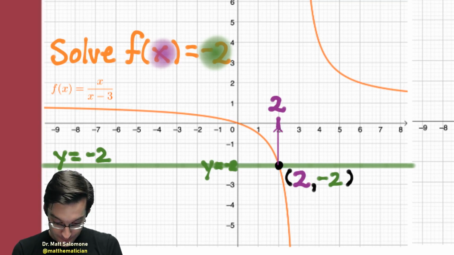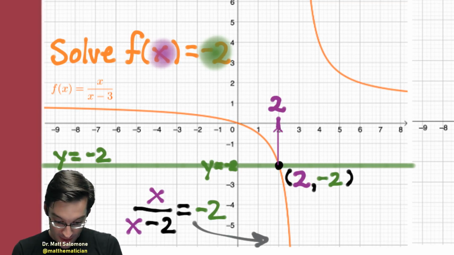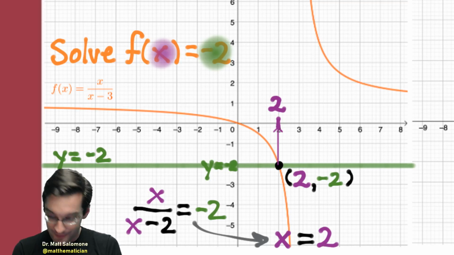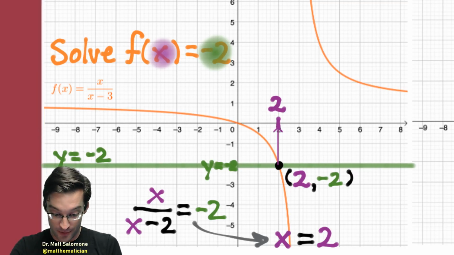So if I'm trying to solve the equation f of x equals -2, that is, x over x minus 2 is equal to -2, then whatever algebra we would need to do in order to solve this equation, and we'll skip the specifics of that algebra step for the moment, that algebra would necessarily lead us, according to this graph, to the solution x equals +2. So this particular question, solve f of x equals -2, has a solution. It has exactly one solution. There's one place where this horizontal line meets the graph. It's the point (2, -2).